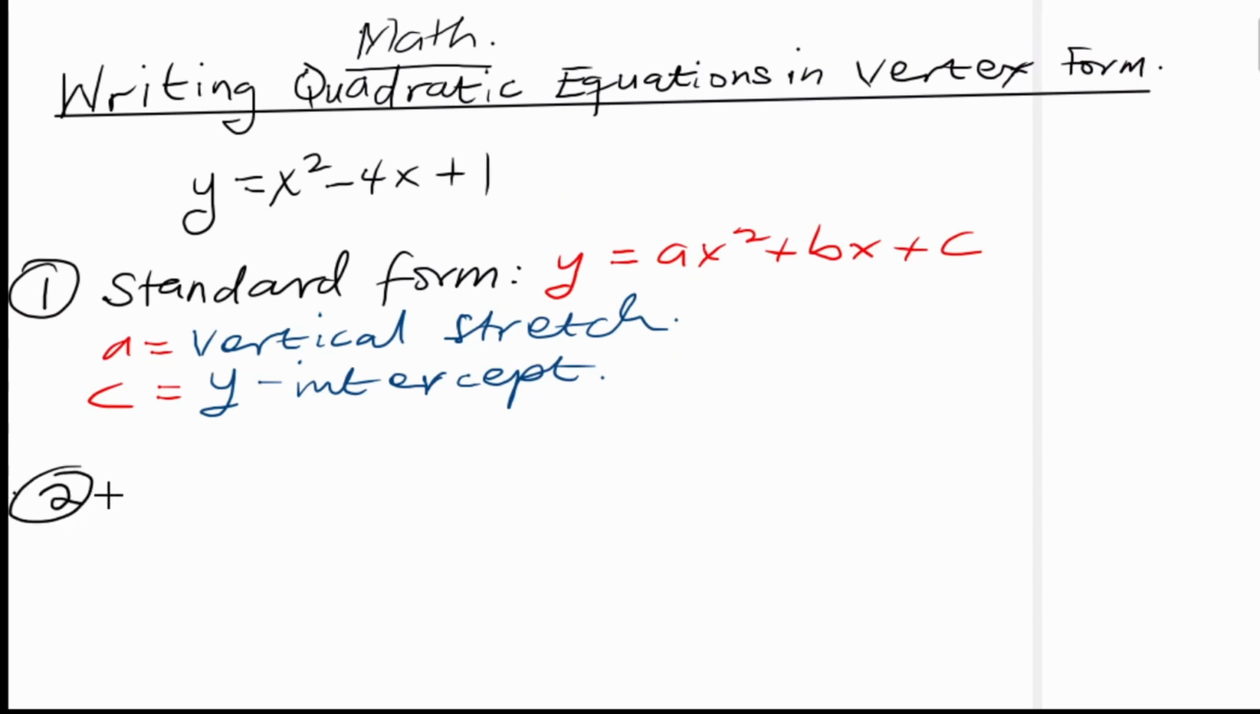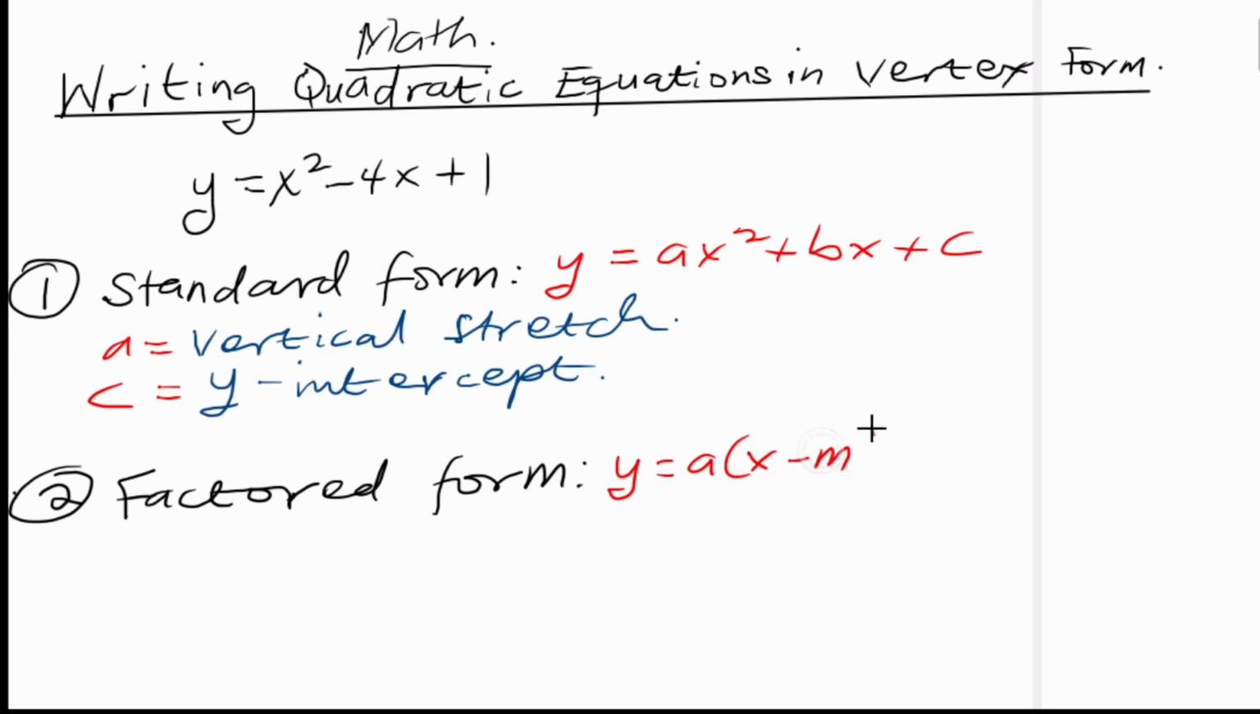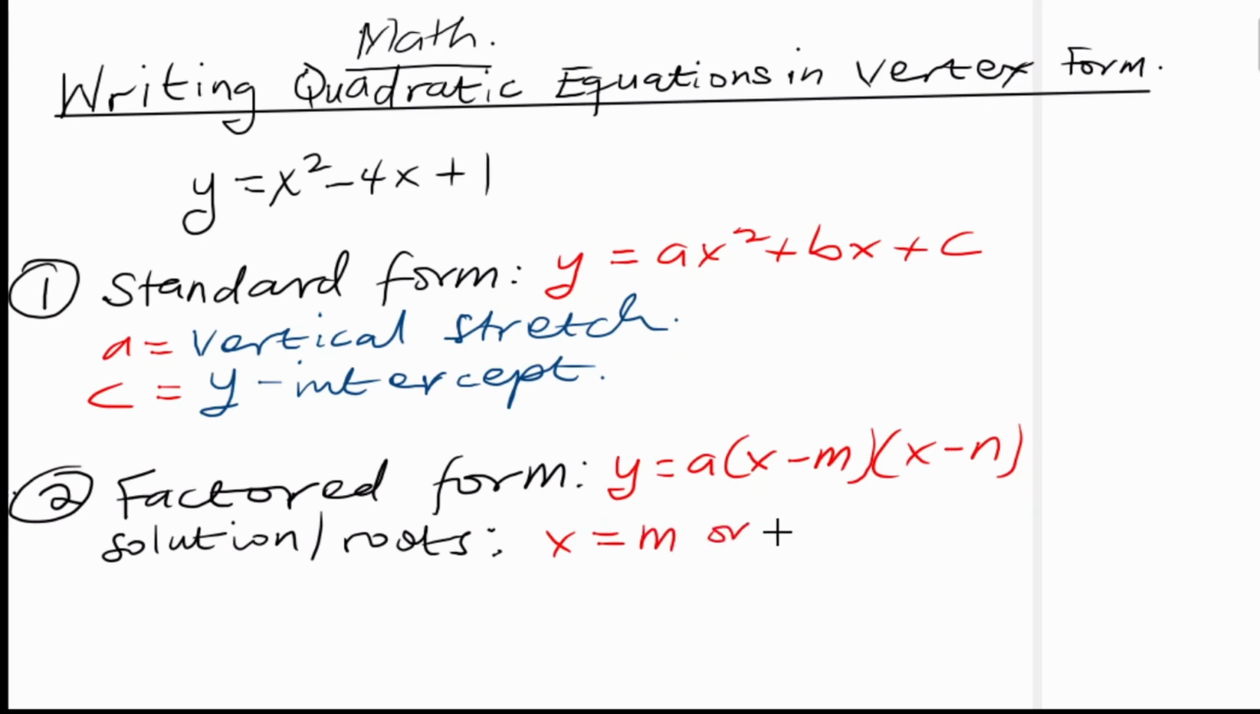The second is factored form, and that is y equals a multiplying x minus m then x minus n, where the solutions or roots are x equals m or x equals n. The signs change because we equated each of them to 0 and solved for x, and that becomes the solution or root for the equation.